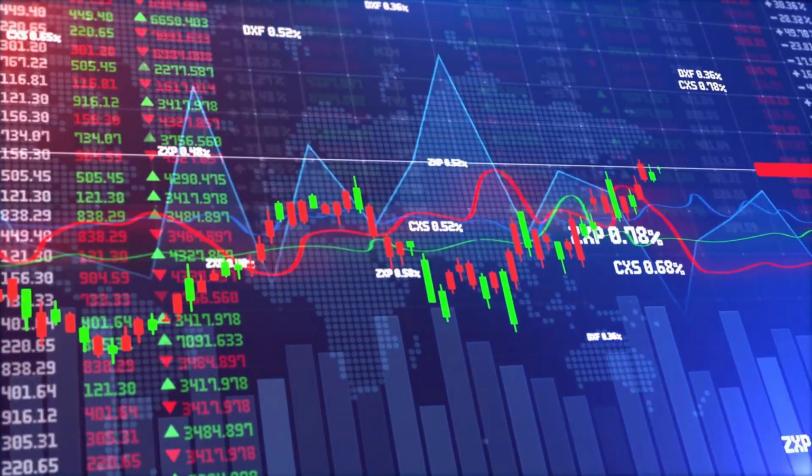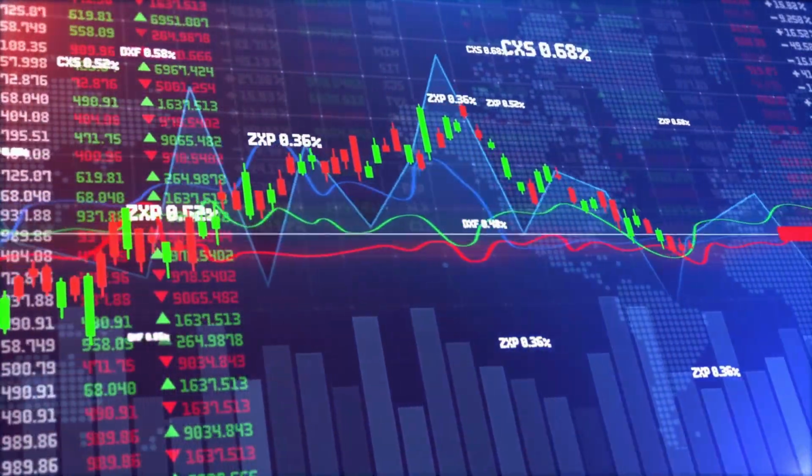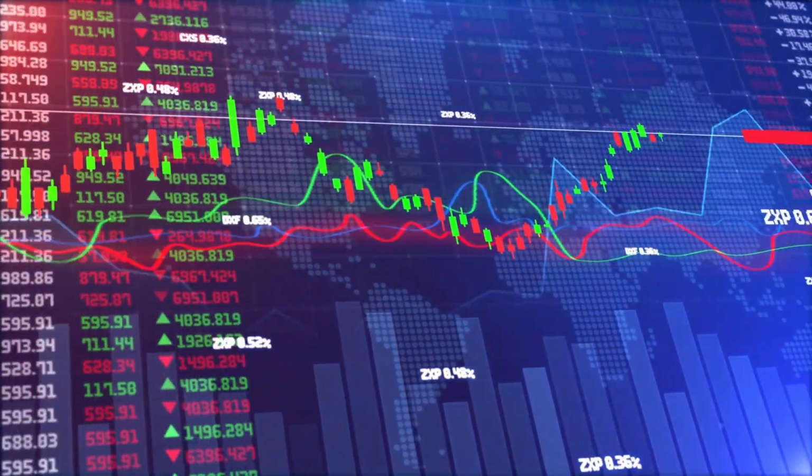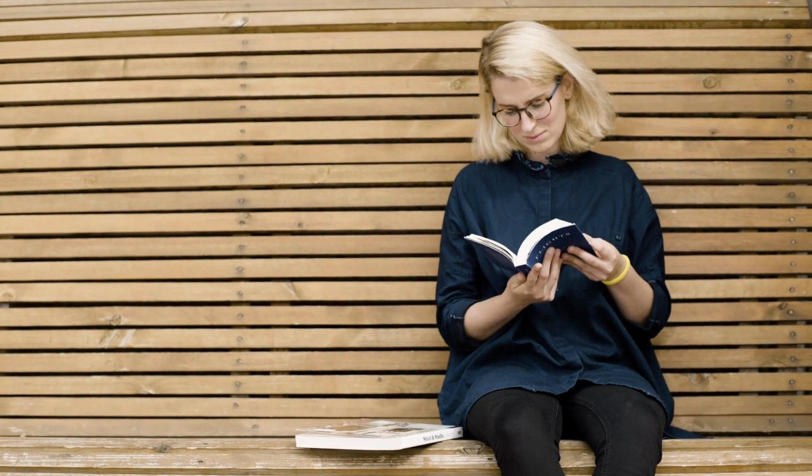Investing in the stock market can be a bit intimidating for beginners. There are many things to consider and it can be hard to know where to start. But don't worry, you're not the only one. With a little bit of knowledge, you can start your journey towards building wealth and securing a financial future.